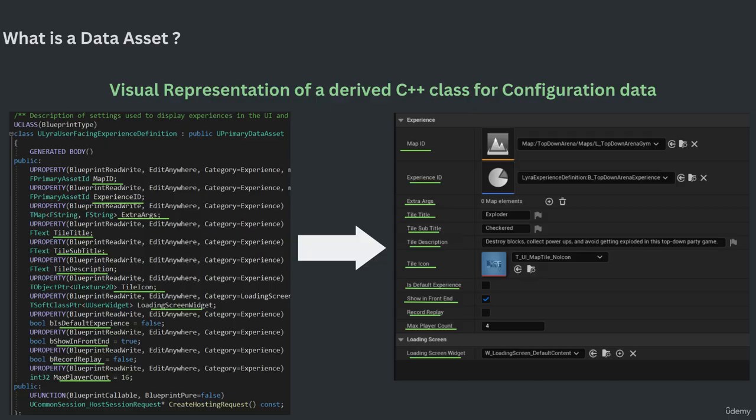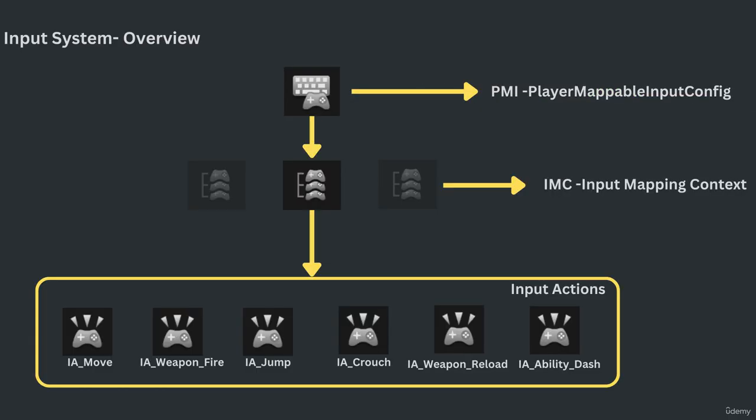We already saw the data asset in action in the enhanced input action section. For example, the input mapping context or the IMC is a data asset. It has a list of input actions configured, which is also a data asset. Input actions can be added or removed from the input mapping context. These data assets are nothing but a visual representation of a C++ class.